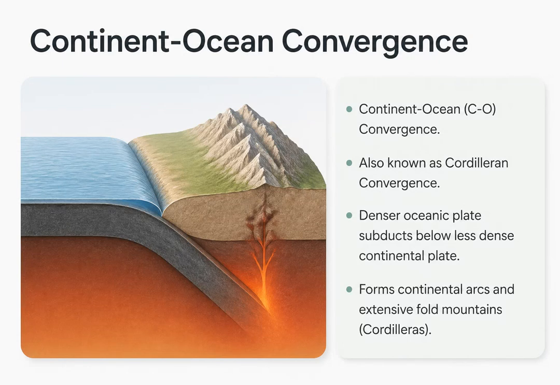Now let us shift to our second subtype, continent-ocean convergence, often called Cordilleran convergence. A cordillera is simply an extensive chain of mountains. This process is very similar to ocean-ocean convergence, but here a dense oceanic plate collides with a lighter, thicker continental plate. The oceanic plate subducts, forming a trench, but instead of island arcs in the ocean, this process builds massive volcanic mountain ranges right on the edge of the continent.